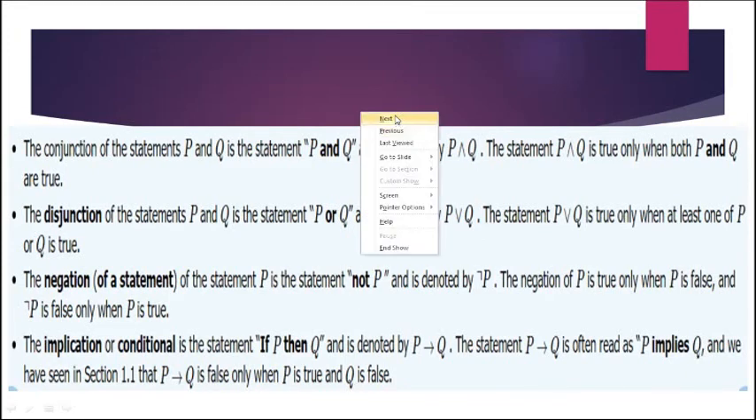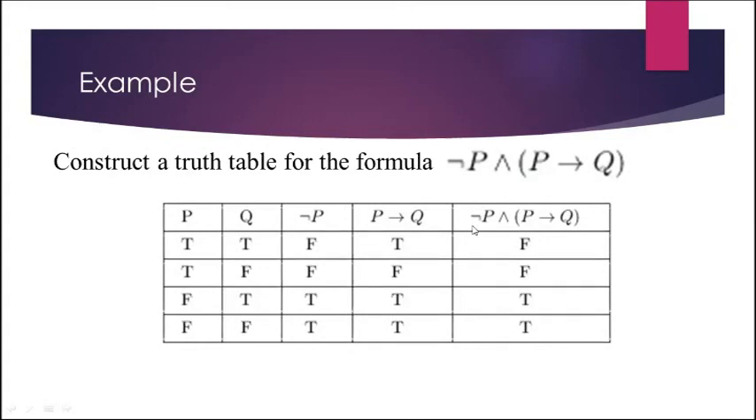Okay, next. Another example. Construct a truth table for the formula. This is our formula: negative P and quantity P implies Q. So this is our requirement. Again, we have two variables, P and Q, so we are going to have 4 rows: 1, 2, 3, 4. True, true, false, false for P, and true, false, true, false for Q.